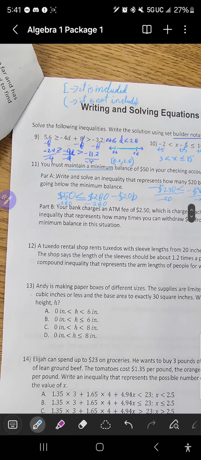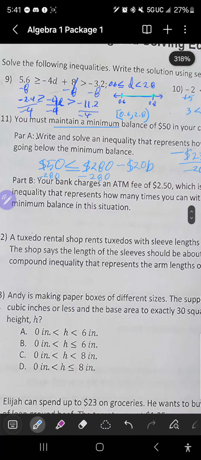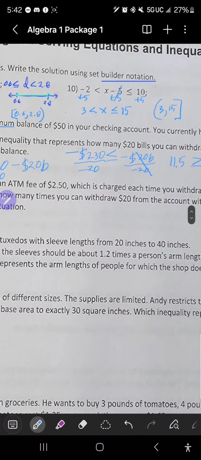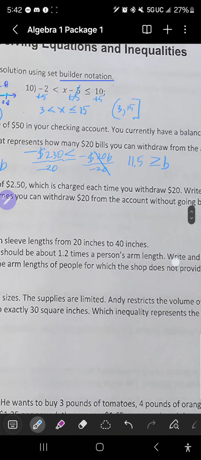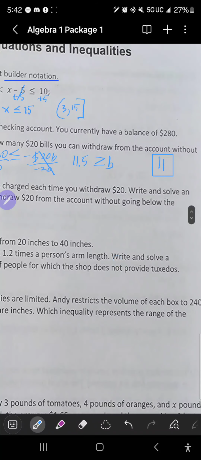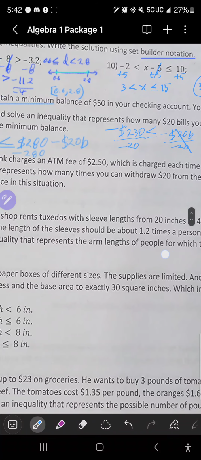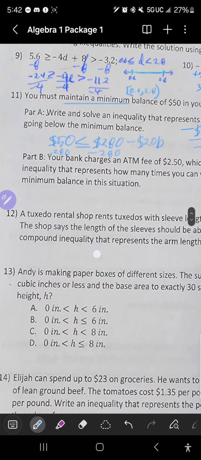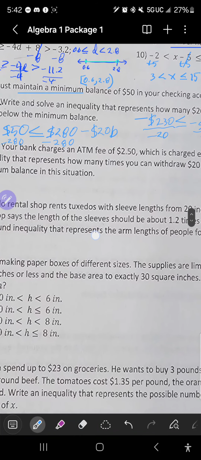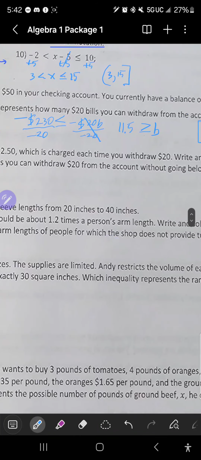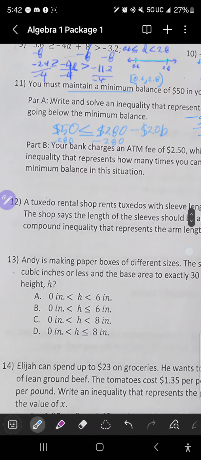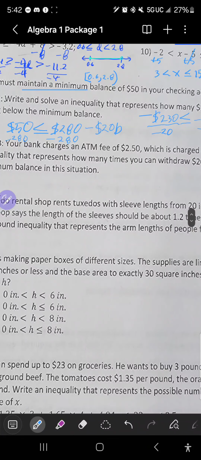And now part B. Your bank charges an ATM fee of $2.50, which is charged each time you withdraw $20. Write and solve an inequality that represents how many times you can withdraw $20 from the account without going below the minimum balance in this equation.